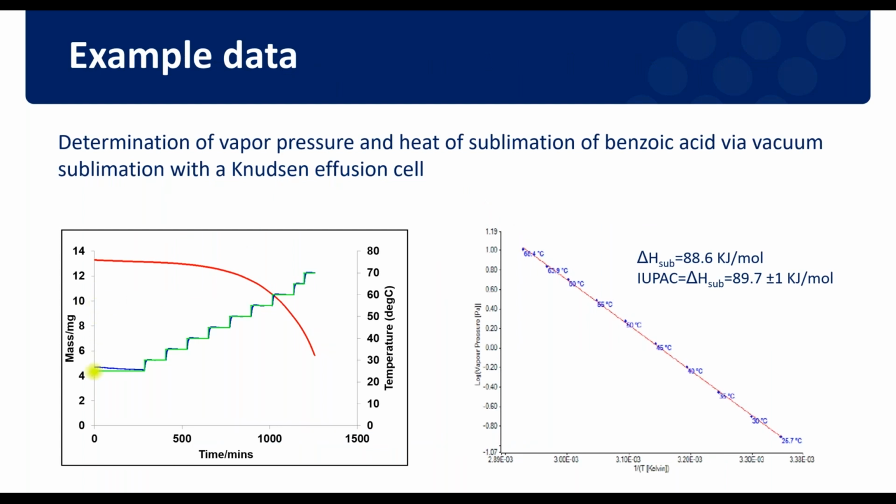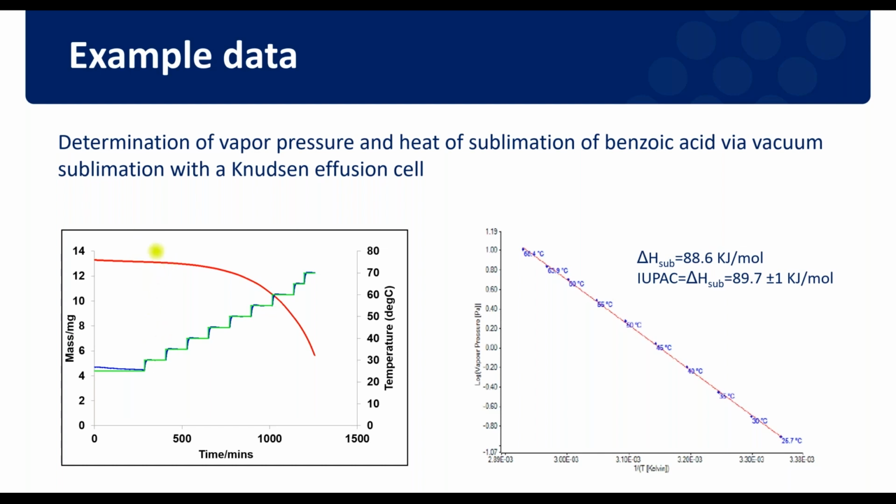What we see here is the temperature on one side and the mass measured in a Knudsen diffusion cell on the other. You see the temperature is increasing stepwise from 25 degrees to 70. And we see the rate of the mass loss. For each step here, there is a different rate of mass loss, which corresponds to a different vapor pressure.